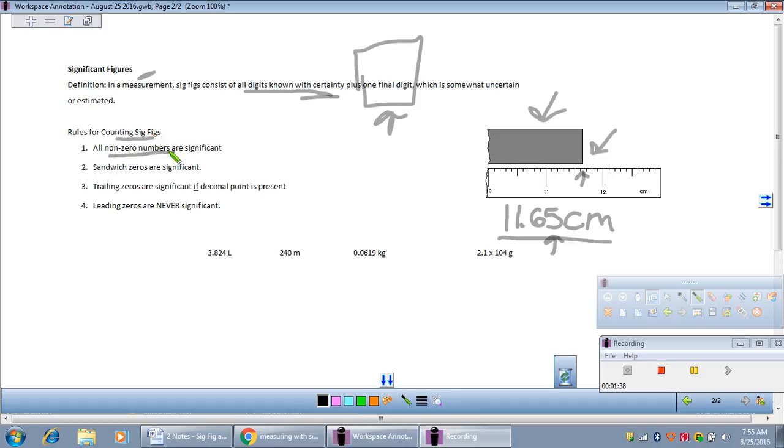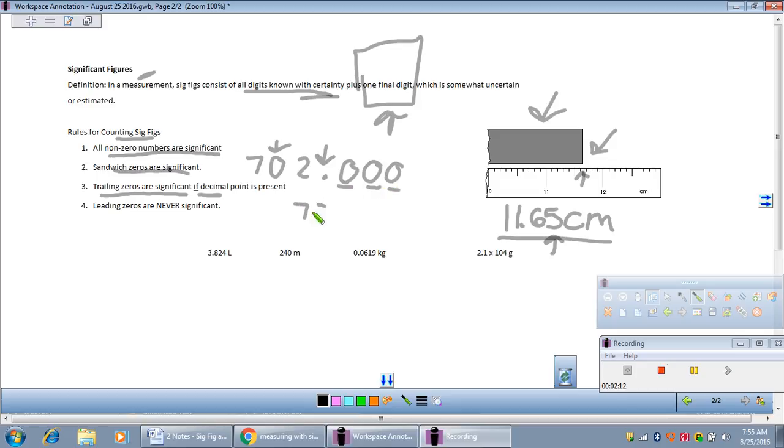First of all, non-zero numbers are significant. That means digits 1 through 9 are always significant, so you will count them. Sandwich zeros are always significant. If you have the number 702, the sandwich 0 in the middle is a significant digit. Now, trailing zeros, a 0 after numbers, are only significant if a decimal point is present. So here's a decimal point. These zeros are going to be significant. I'm going to count them.